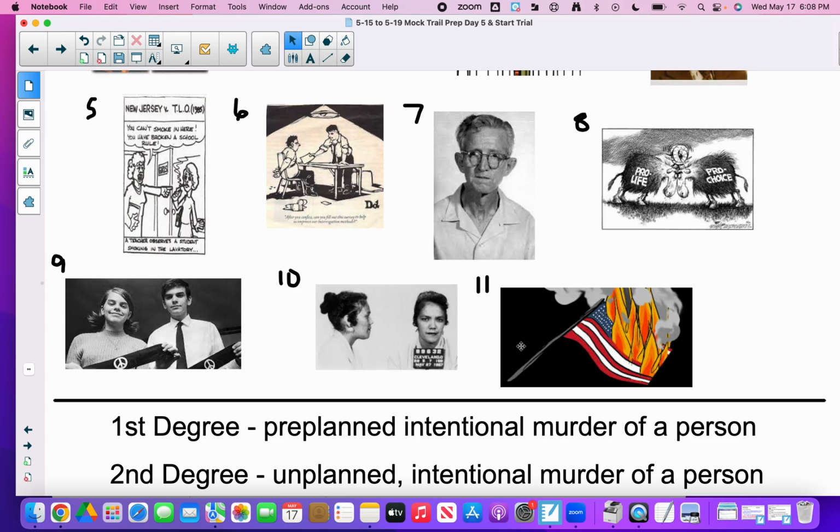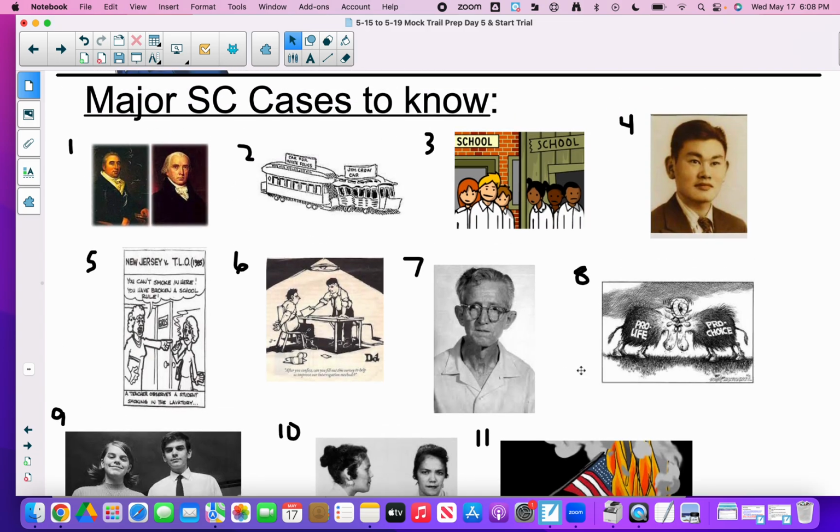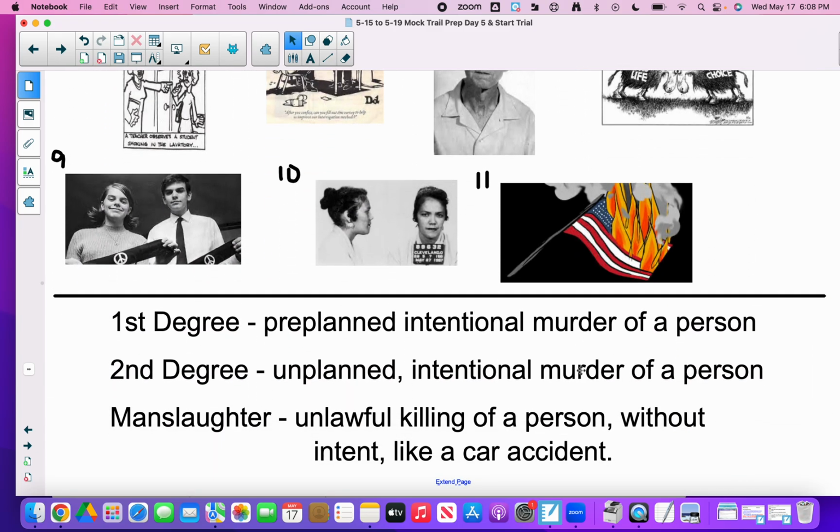In number 11, Texas versus Johnson, it was actually deemed allowable free speech, symbolic free speech specifically, to be able to burn the United States flag without breaking the law. That is a summary of your major Supreme Court cases.